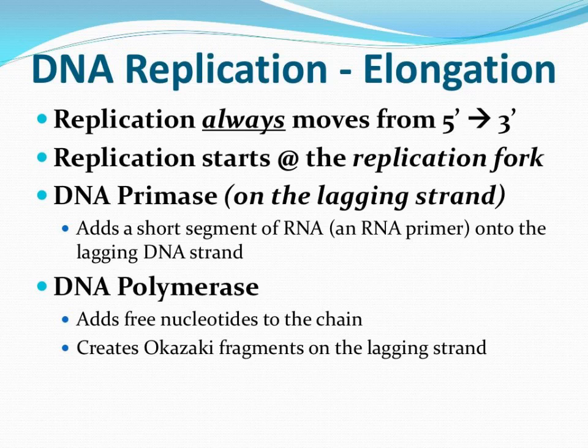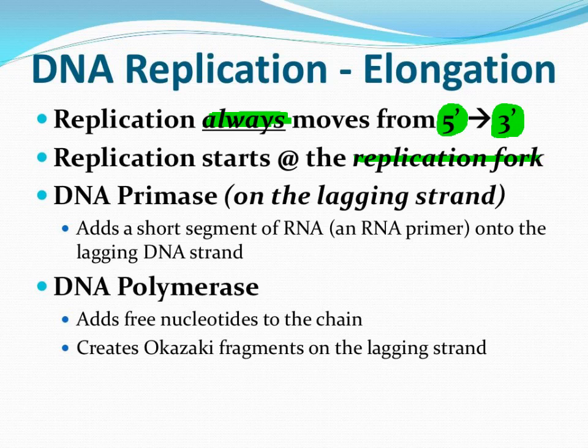Then the elongation happens. So if you're elongating something, you're making it longer. So what happens is the DNA, as it starts to replicate, it's becoming longer and longer. So this is the stage where the DNA is actually replicated. So we started it at the origin or the start site, and then we unzipped it. But now we have to actually make the copy. So it always moves from 5 to 3. This will be a quiz question. This will be a test question. This will probably be an EOCT question. You need to know that replication always goes from 5' to 3'. And it starts at something called the replication fork.